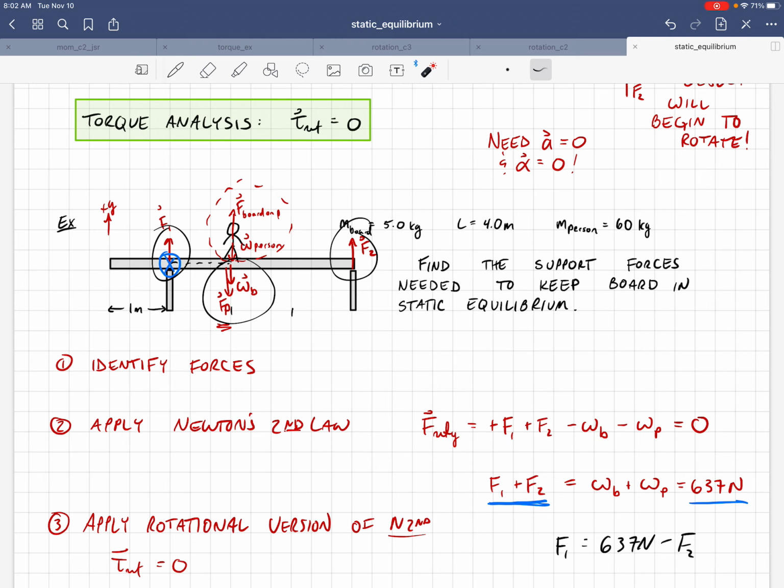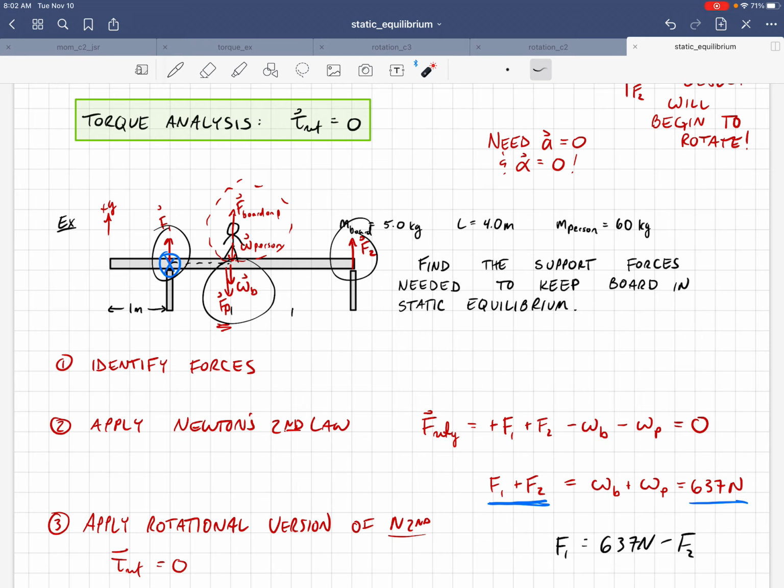Now, one of the requirements for stability is that the center of mass of the system, so we've got the board and we've got this person, is located right here. That's because the board is uniform, so the center of mass is right in the middle, and the person is standing over top of it, so that doesn't change the center of mass. And so the requirement for something to be stable is that the center of mass needs to be supported. It needs to fall within the supports of the supporting structure.